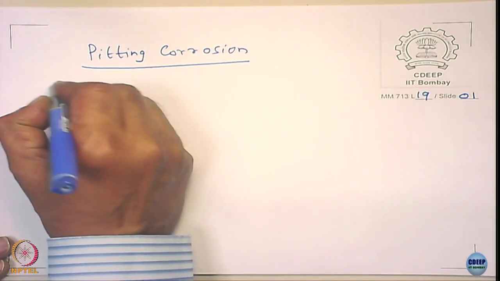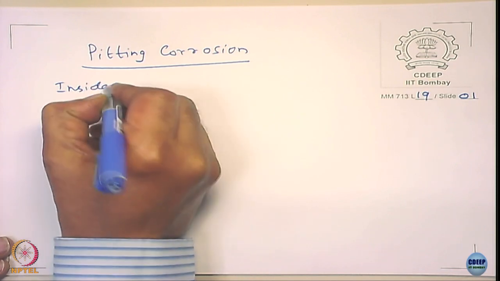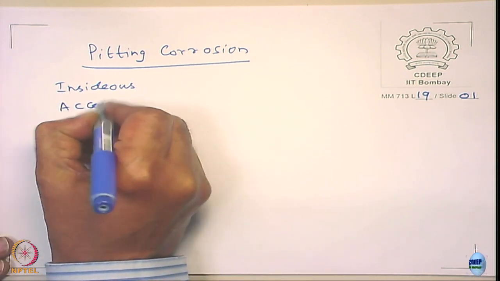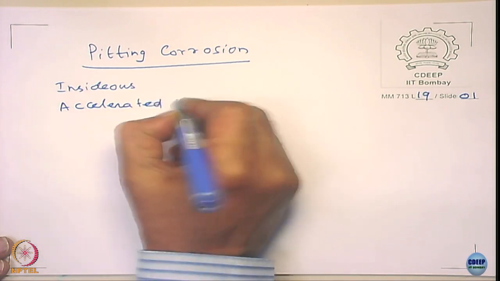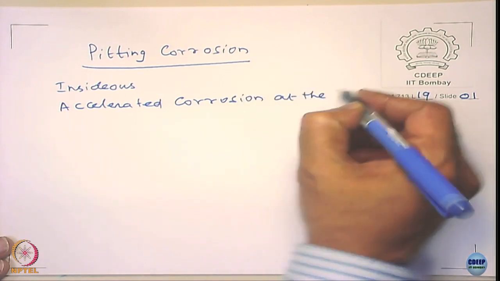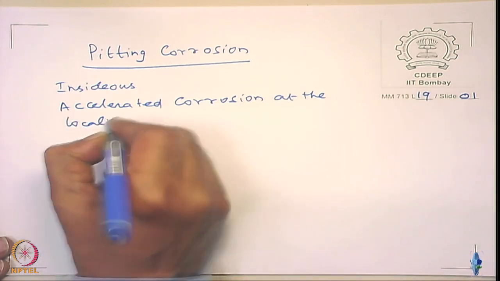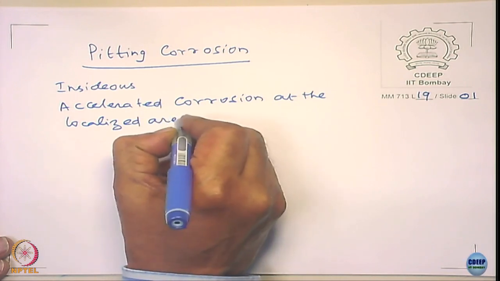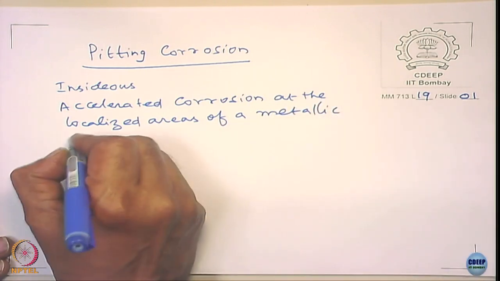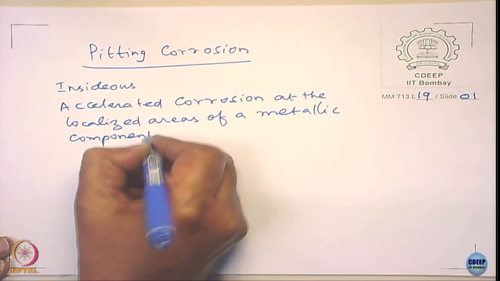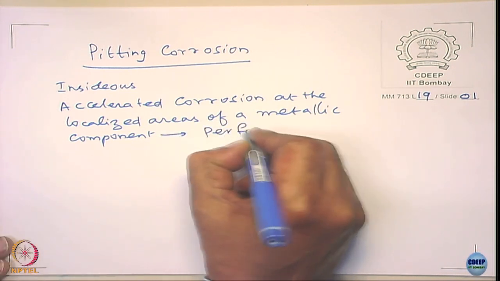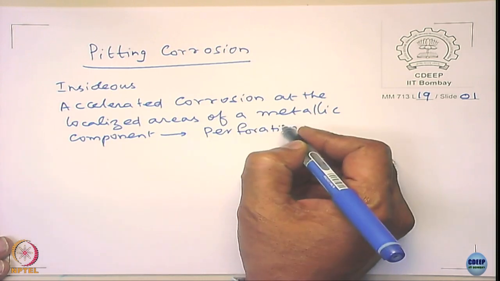is very insidious. It can cause accelerated corrosion in localized areas of a metallic component, and it can ultimately lead to perforation. It can be a leak.